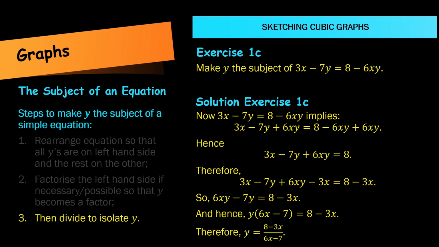And so finally, we want to isolate the y, so we divide through by 6x minus 7. So we have that y equals (8 minus 3x) all over (6x minus 7).